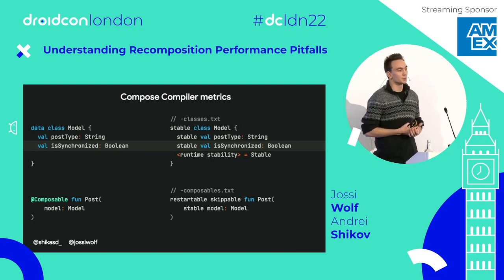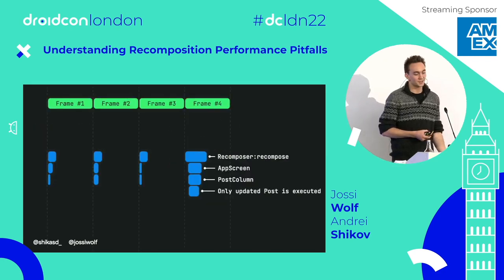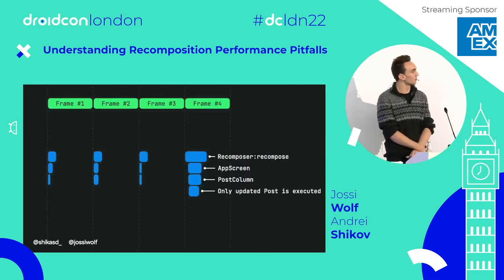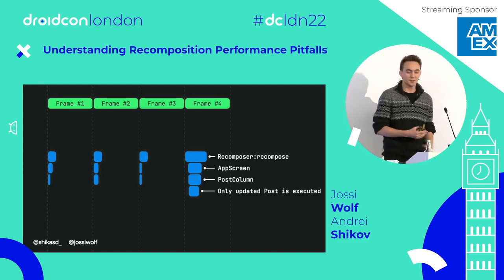So this allows us to safely skip this work if we know the thing actually has not changed. And if we go and look at a trace now, we'll see that, oh yeah, actually only the thing that has actually changed will need to be re-executed. And that's great, because it can save us a bunch of time.